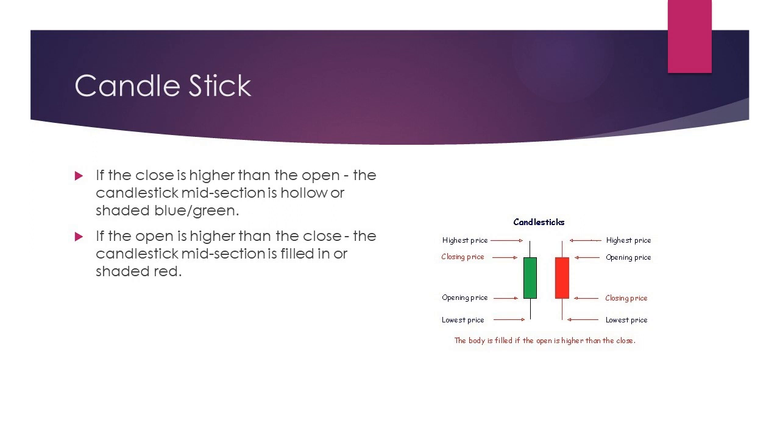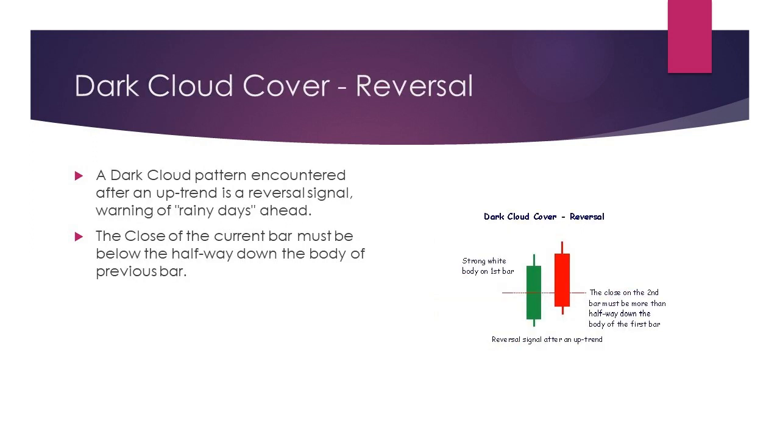All of these patterns generate a sign or message only, and you should consult other technical indicators before you engage in a trade. Dark cloud cover reversal. A dark cloud pattern encountered after an uptrend is a reversal signal, warning of rainy days ahead. The close of the current bar must be below the halfway down the body of the previous bar.